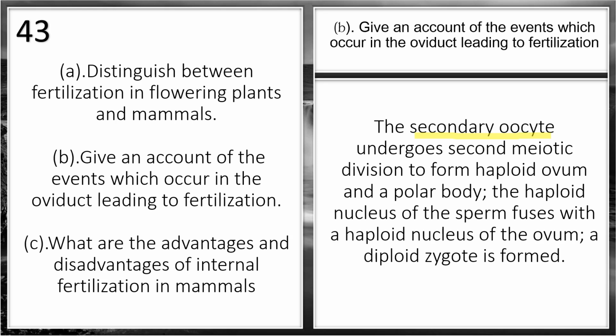The secondary oocyte undergoes secondary meiotic division to form a haploid ovum and a polar body. The haploid nucleus of the sperm fuses with the haploid nucleus of the ovum. A diploid zygote is formed.